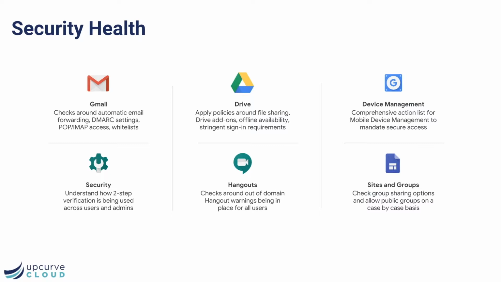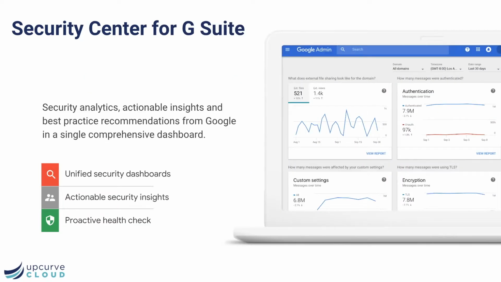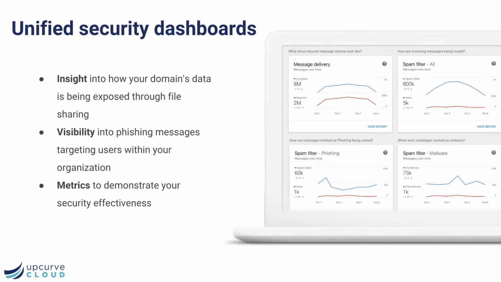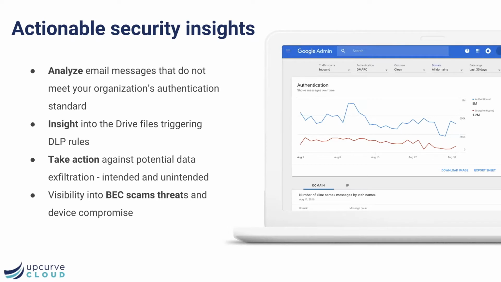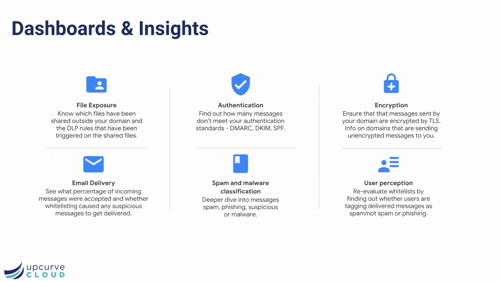So having a dashboard to give you visual insight into, are your DMARC settings or IMAP settings, apply different policies to Drive. And it gives you the ability to then take actionable insight once certain things have been detected. Data through exposed file sharing, visibility into phishing messages. It gives you metrics to demonstrate your security effectiveness. So this will really set you up for success in terms of security and data breaches, because you could take action right away, or you could set different triggers to take action.